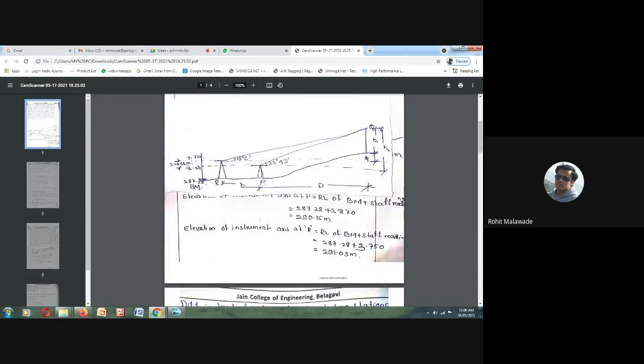Now, how do we determine the difference between these two instrument axes? It is 3.750 minus 2.870, so we get 291.03 minus 290.15, which is equal to 0.88 meter. Now the angle alpha 1 is 28 degree 42 minutes and alpha 2 is 18 degree 6 minutes.